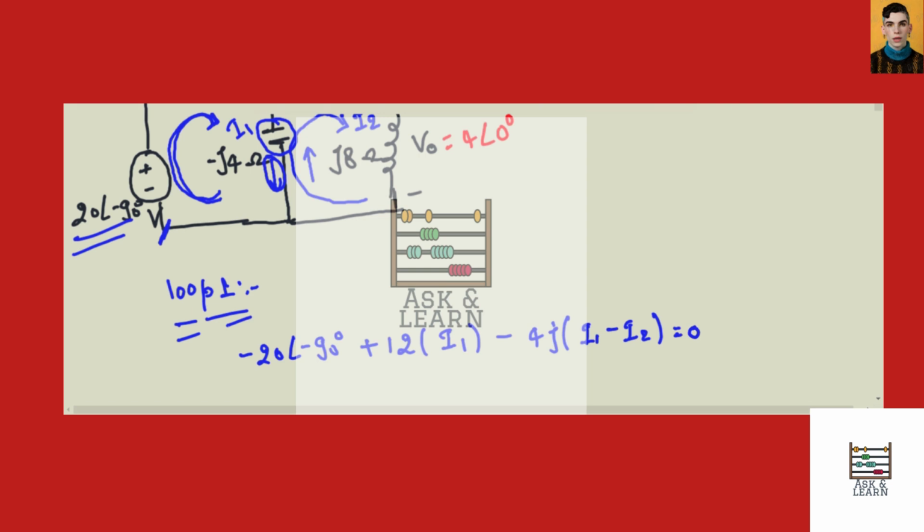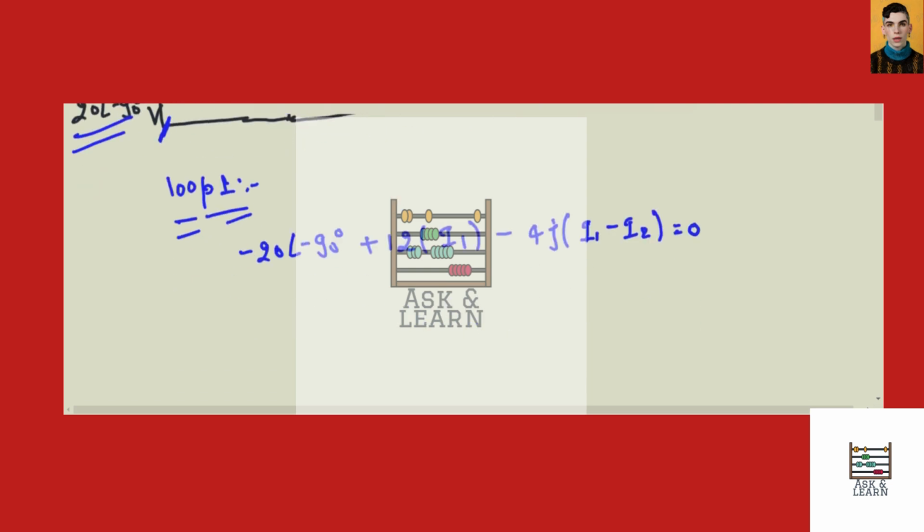If we simplify it a little bit, as this is 90 degrees, we can directly write it as j for 90 degrees. So minus 1 will come outside, and this will become 20j plus 12 I1 minus 4j (I1 minus I2) is equal to 0. Let's suppose this is our first equation. Now let's proceed further.